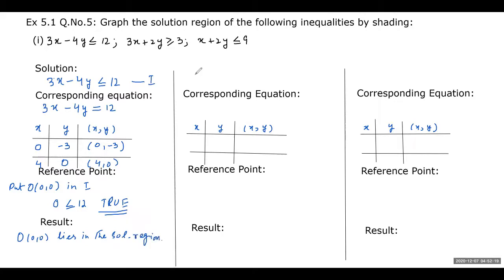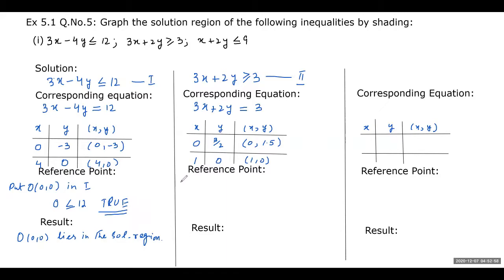We get to the second inequality, which is 3x plus 2y is greater than or equal to 3. We name it number 2. Its corresponding equation becomes 3x plus 2y equals 3. Put x equals 0. You are going to get y equals 3 by 2. When you simplify it or write it in decimal, you will get 1.5. And then when you put y equals 0, you will get x equals 1. So the point is (1, 0).